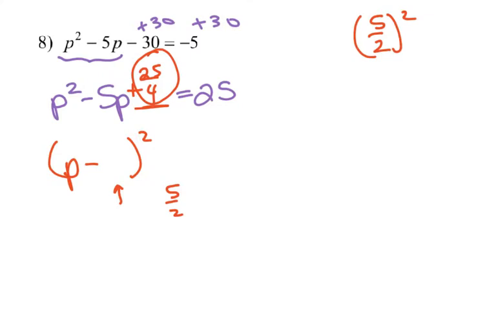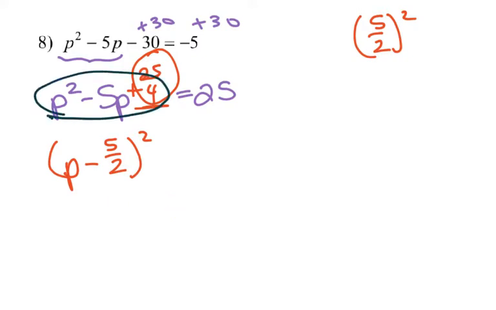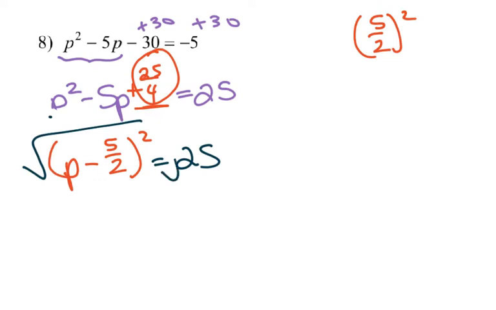So however you want to think about it, but that's what's going to go right there. So that's your perfect square trinomial. If you were to multiply that out, you would get p squared minus 5p plus 25 fourths. Okay, and that's equal to 25. So I'm going to take the square root. Don't forget that you have to do the plus or minus.